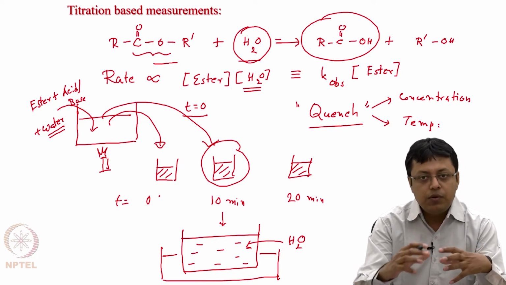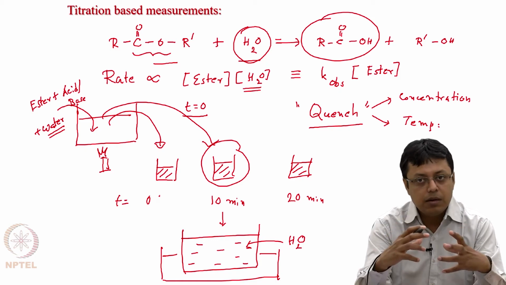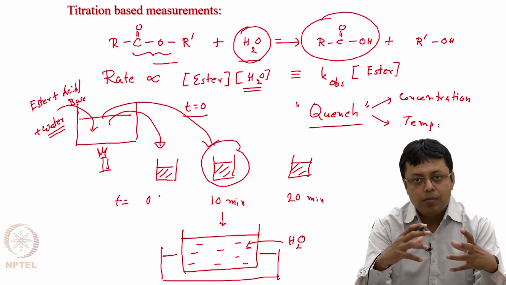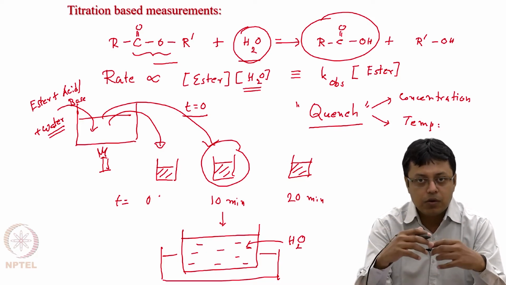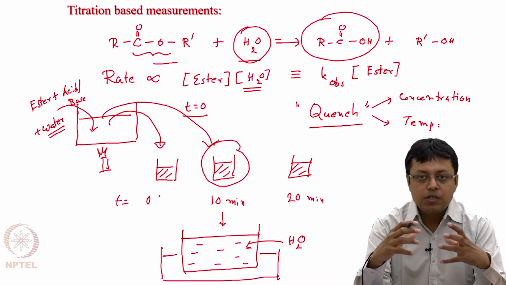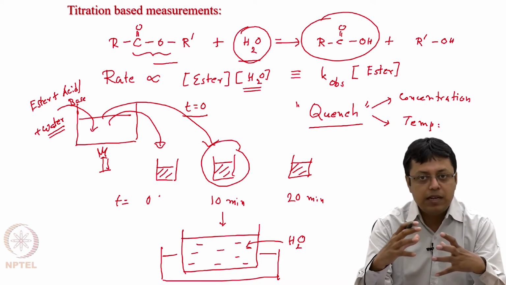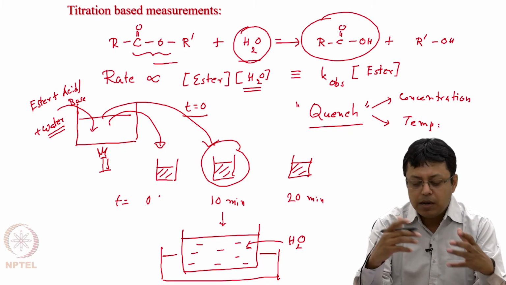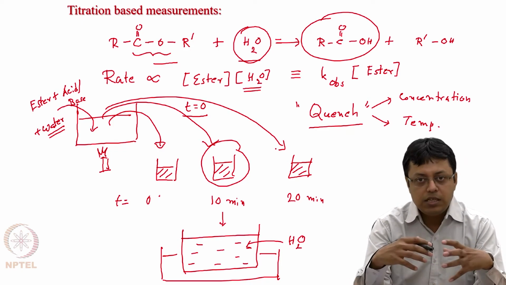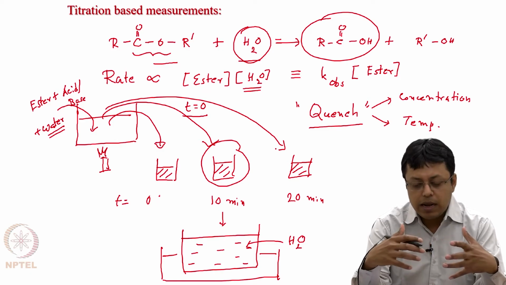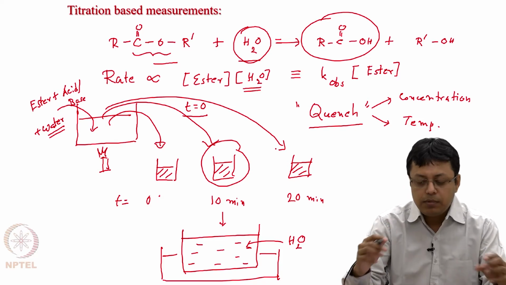So after 10 minutes, if you arrest the reaction, you can approximate that whatever volume of acid you are titrating, you can get back to the concentration that corresponds to the amount of acid after 10 minutes of progress. Similarly, after 20 minutes the story will be the same. And by quenching, you made sure that the reaction itself did not proceed during your measurement.